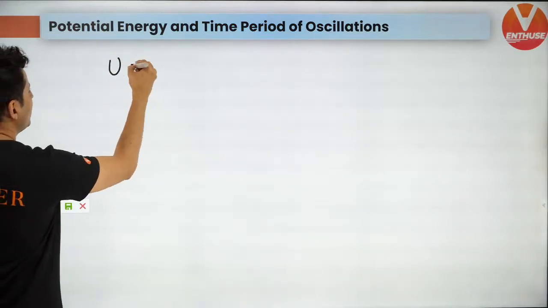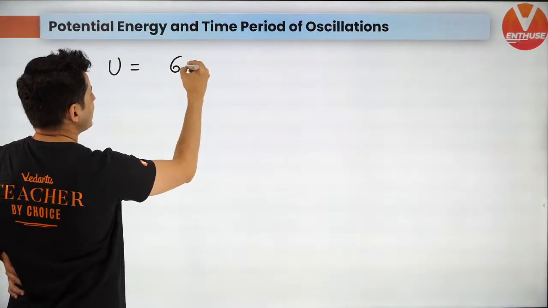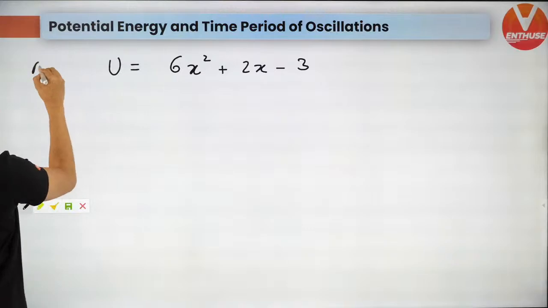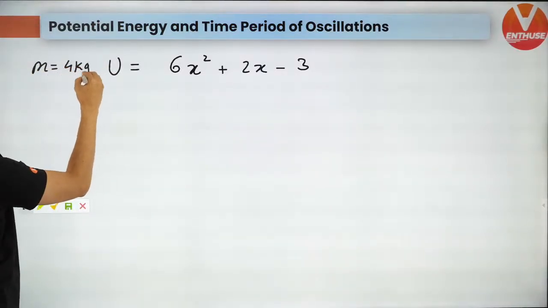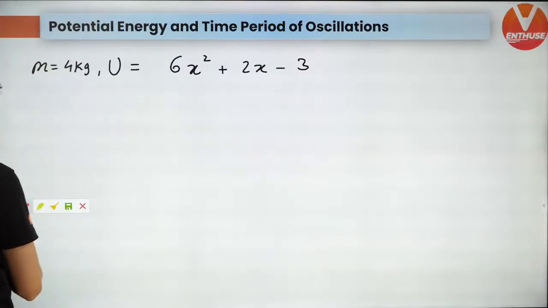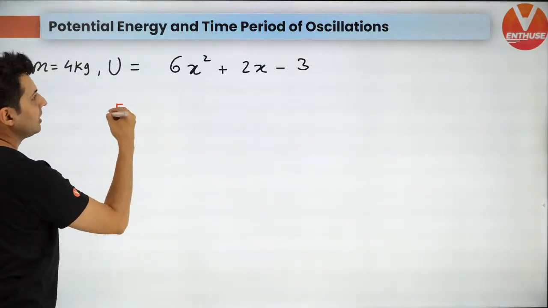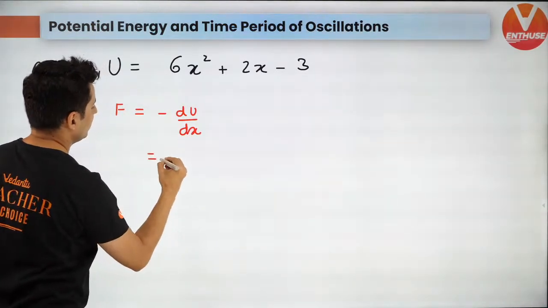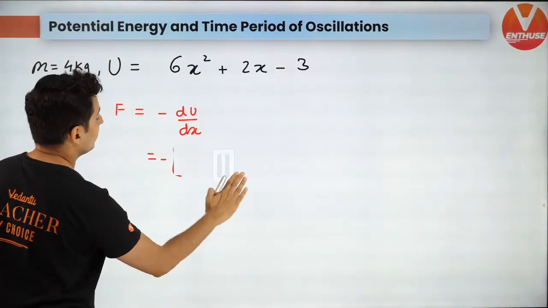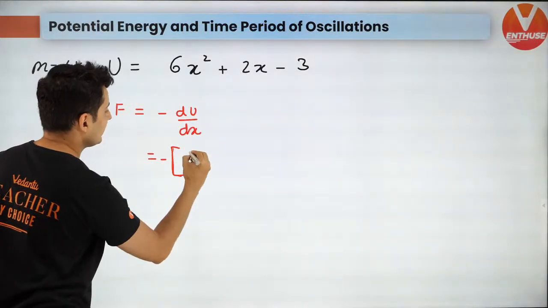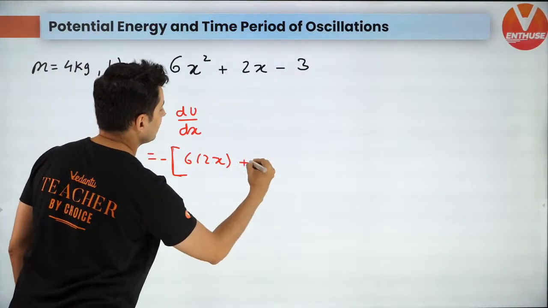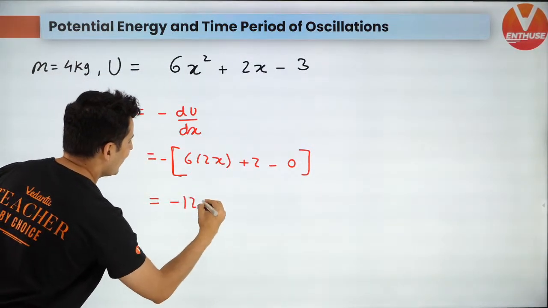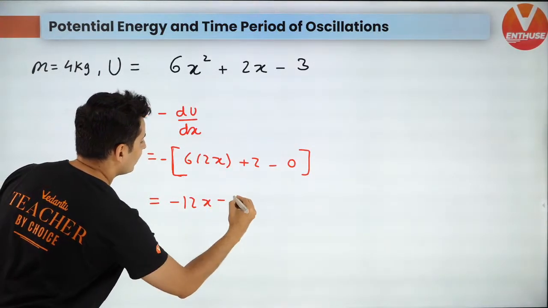Now imagine U is given as 6x square plus 2x minus 3, and the mass is given to be something like 4 kg. Let's say we have to find the time period. Let's see how we do this. The first thing, find force. What is the force? Minus dU by dx. So this will be minus of the derivative of 6x square, which is 6 into 2x. Derivative of 2x is 2. Derivative of 3 is 0. Now rearrange this. So this will become minus 12x minus 2.